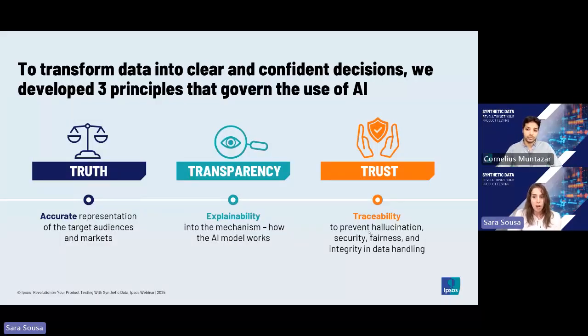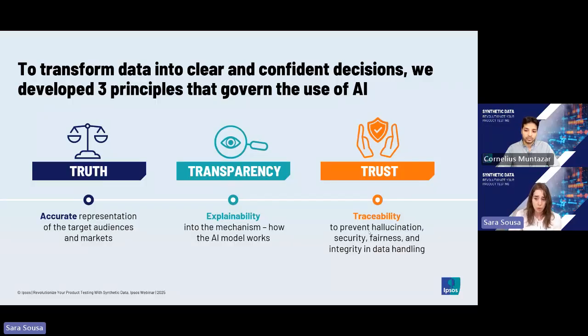So to round it off, and to govern the use of AI within Ipsos, we have defined 3 principles to take into account every time we are creating a new model, every time we want to assess a model, being internal or external. And these are the ones you see here. So truth, transparency, and trust. A strong model, in our opinion, reflects all these 3 principles.